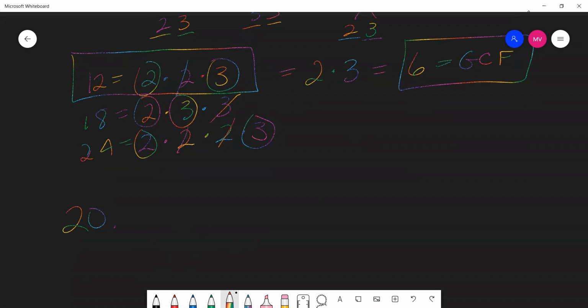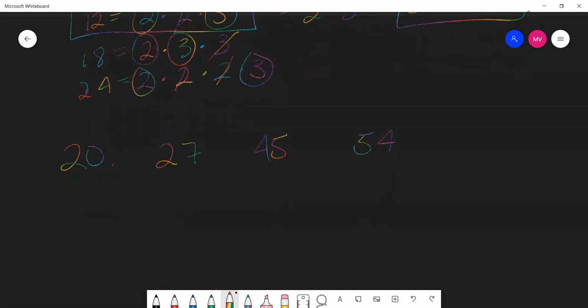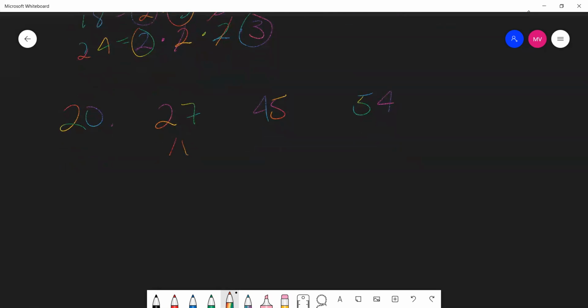Okay, 20 gives us 27, 45, and 54. And this one I'm going to say is definitely 9 because it divides evenly into all of those. Let's see, 3 times, 5 times, 6 times. So probably going to be good with that one.